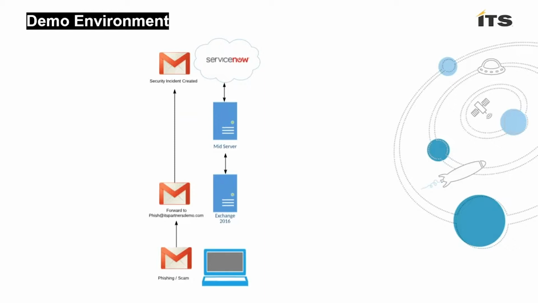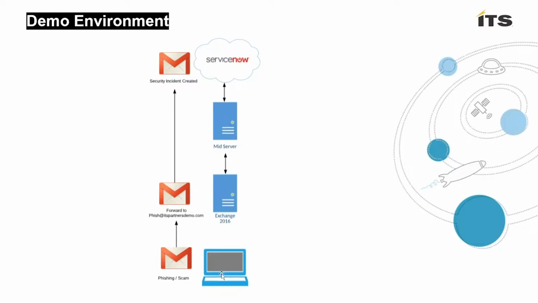I'm going to be showing you a phishing type email. In this example, in my environment I have a ServiceNow instance, and my instance is running on the London release. I have what's called a MID Server running in my environment. And then I also have Exchange 2016.